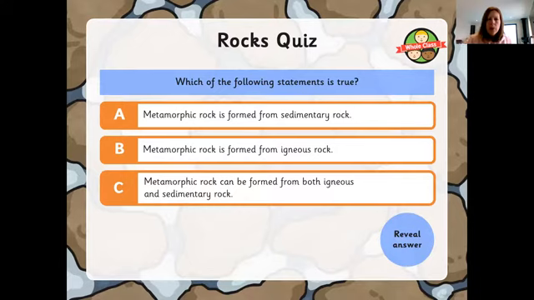Okay, so a bit of a wordy one, this one. Let's read this carefully. Which of the following statements is true? Metamorphic rock is formed from sedimentary rock.